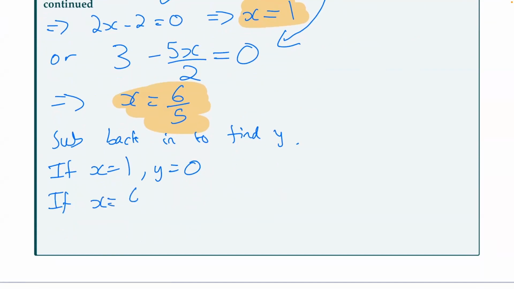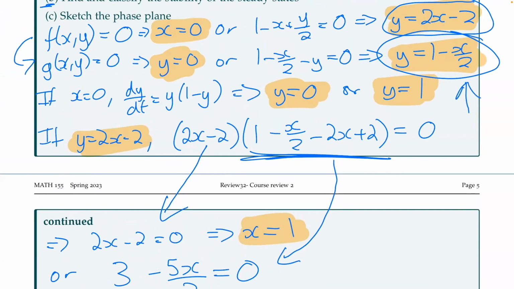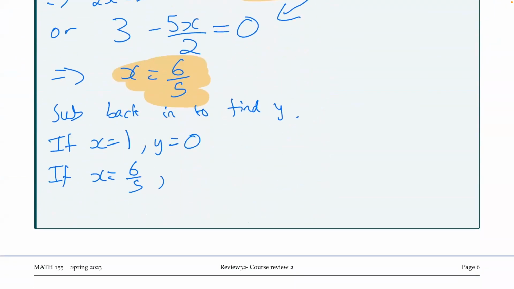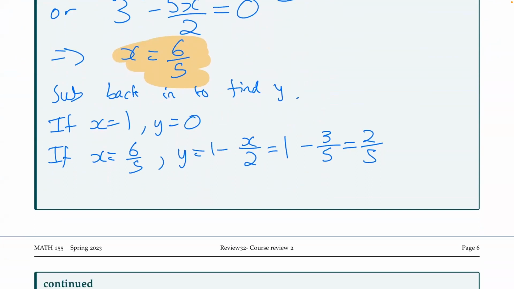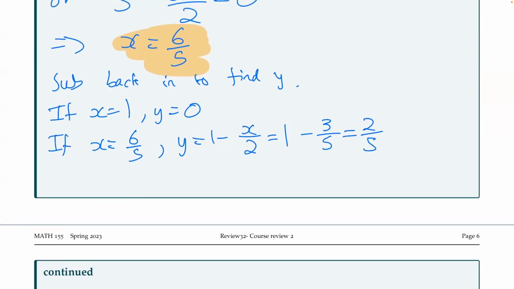And if x is equal to 6 over 5, I need to substitute it back into this equation here. If y is equal to 1 minus x over 2, then 1 minus 6 over 5 divided by 2 is going to be 3 over 5, which is 2 over 5. Okay, so that's quite a few steps going back and forth. At this point, I could go back and substitute all of these values in to check which ones are actually equilibria, or I can just work my way through them.